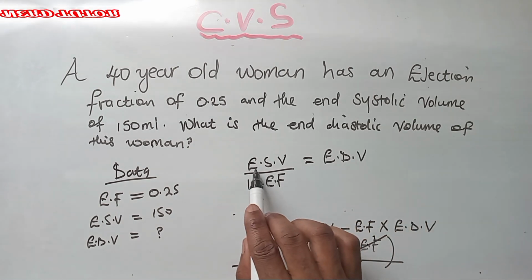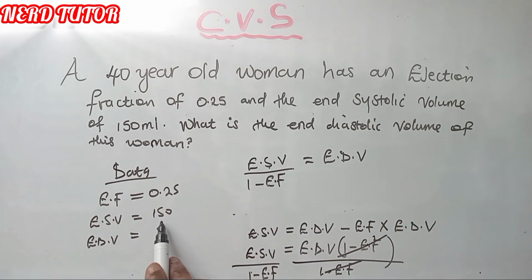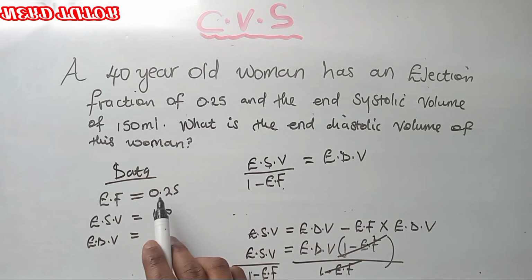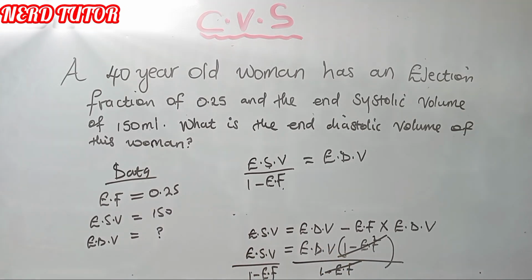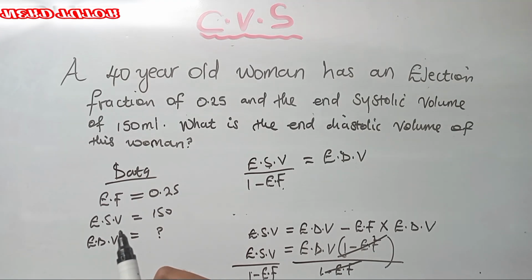Do we have the end systolic volume? Yes, we do have. It's here. Do we have the ejection fraction? Yes, we do have. It's here. It's 0.25. So now, what do we do from here? It's very simple and very easy. So what we're going to do here is just put the values there and solve. The answer that we're going to find is now our final answer.